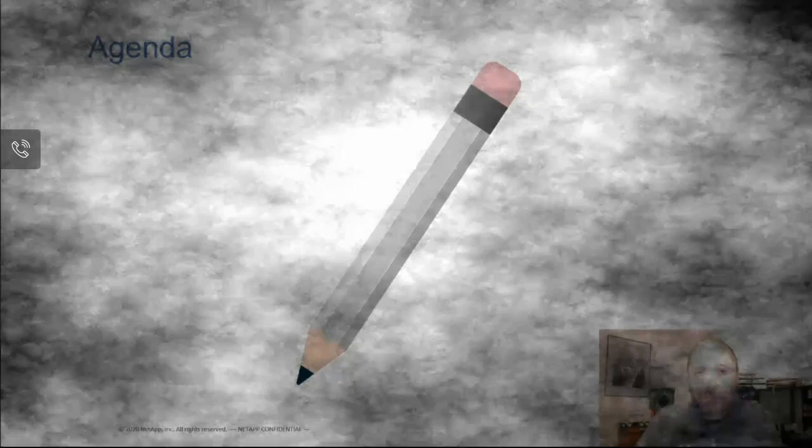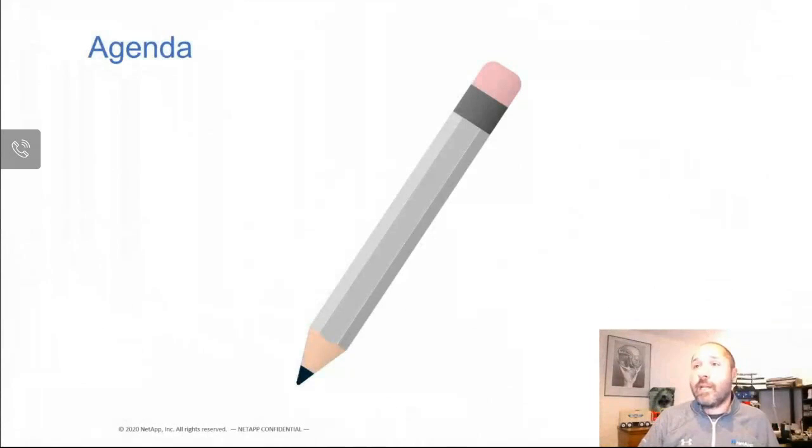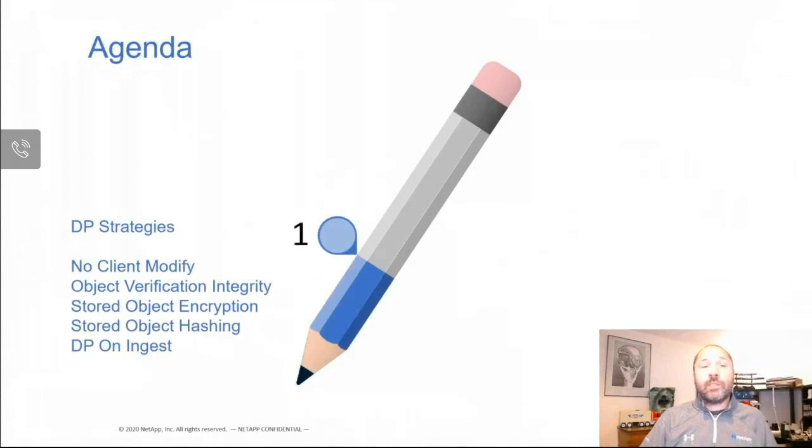On the agenda for today, our first topic is going to be data protection strategies. This topic can be very subjective, right? You talk to a network person and they're trying to prevent a hack from entering the network, obviously trying to protect sensitive confidential data. That would be a data protection strategy. But for the sake of this conversation, I'll be focusing on StorageGRID native tools to help with data protection strategies.